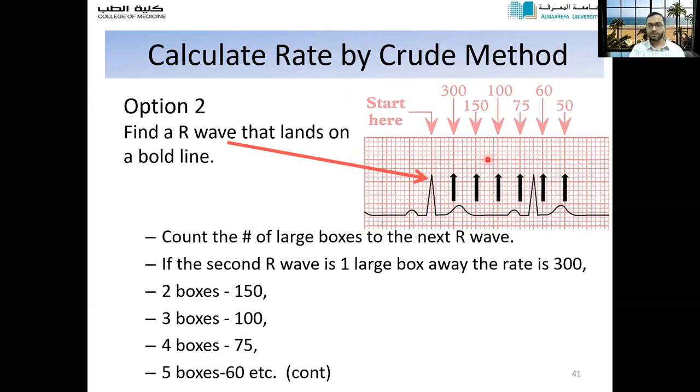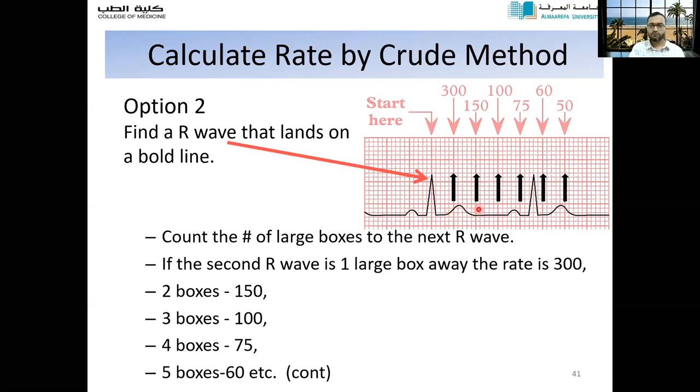If my pointer is here, somewhere between 100 and 150, you can roughly say the heart rate might be 125 beats per minute. Or if I'm coming to 100, you can say it might be approximately 110 beats per minute. Or if I'm reaching near 150, you can say it's 140 beats per minute. Because at the end of the day, we don't want to know the exact heart rate, 143.5 or 142 beats per minute.